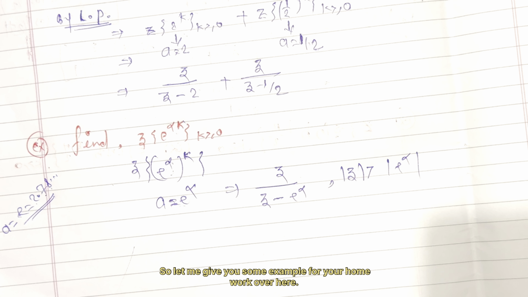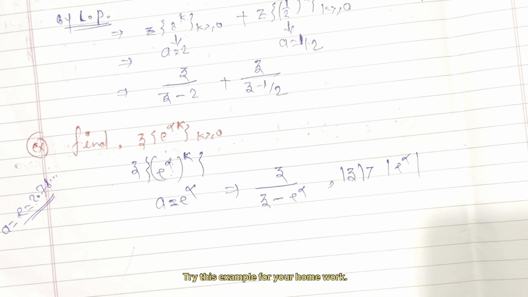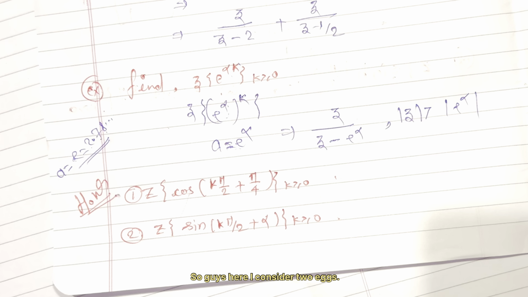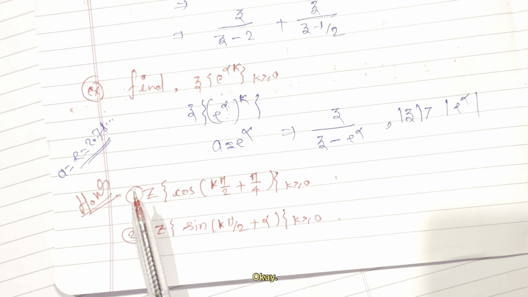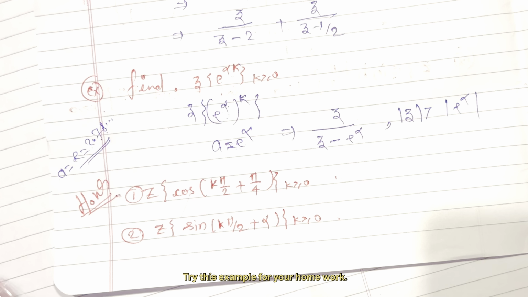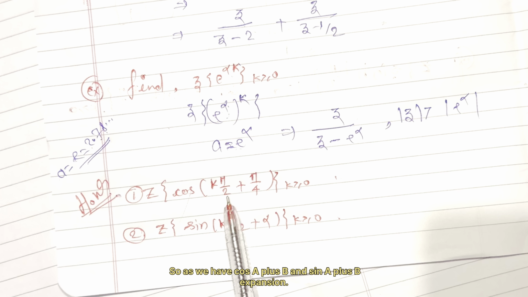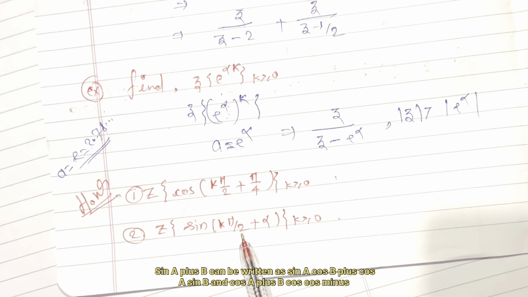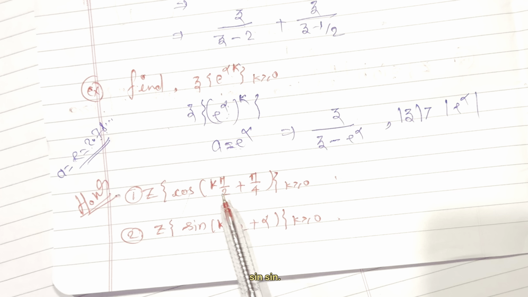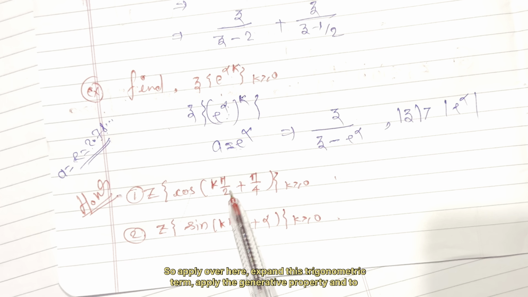So let me give some examples for your homework over here. Try these examples for your homework. Here I have given two examples. As we have the cos(a plus b) and sin(a plus b) expansions, for your reference I'll tell you the formulas here. Sin(a plus b) can be written as sin a cos b plus cos a sin b, and cos(a plus b) is cos a cos b minus sin a sin b. Apply these two results over here.